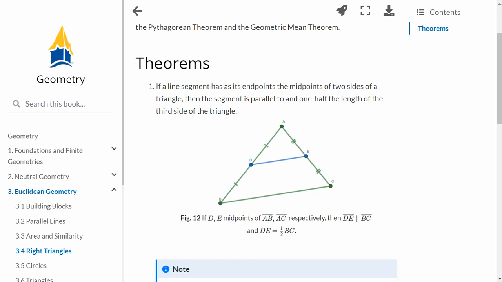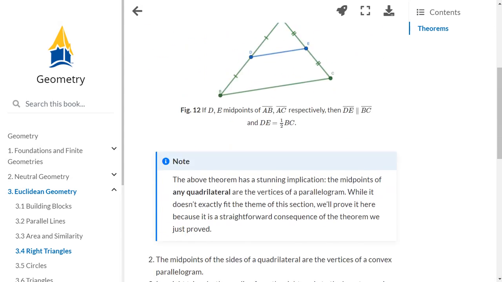And this is where we have a parallel segment joining the midpoints, right? The midpoints here, D and E, are midpoints of two sides of the triangle. And if they are midpoints, then the segment that joins them is parallel to the third side. And it's also 1/2 the length of the third side of the triangle. You're like, well, okay, that's great, but this isn't right triangle geometry yet.